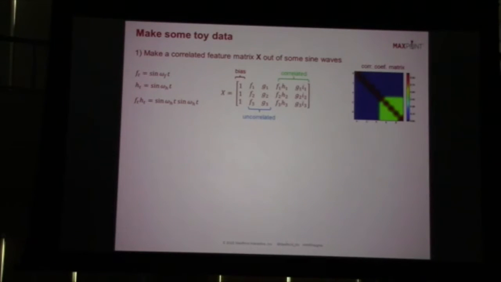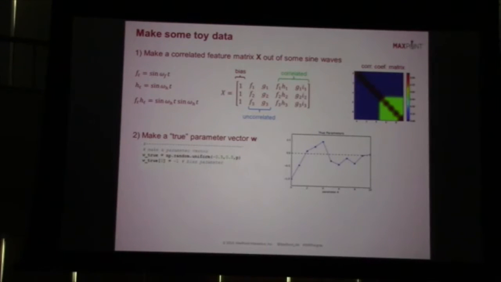If you look at the plot on the right, that's the correlation coefficient matrix of X. And so what you can see is that, except on the diagonal, the matrix is mostly completely uncorrelated, except for that block down the bottom. I chose this because I wanted to have something that had off-diagonal elements in the Hessian, basically.